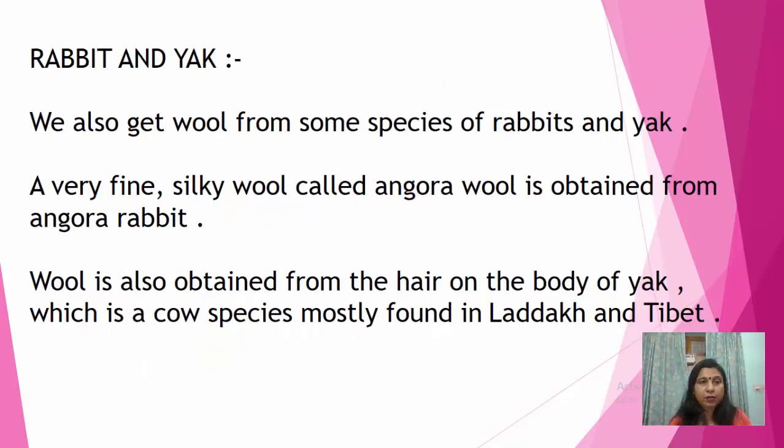Now the last animals in the category of wool yielding animals are rabbit and yak. Rabbit you all know, khargosh. So we also get wool from some species of rabbits. And yak, have you seen yak? Yak is a variety of cow. A very fine silky wool called Angora wool is obtained from the Angora rabbit, and wool is also obtained from the hair on the body of yak, which is a cow species, and this is mostly found in Ladakh and Tibet.